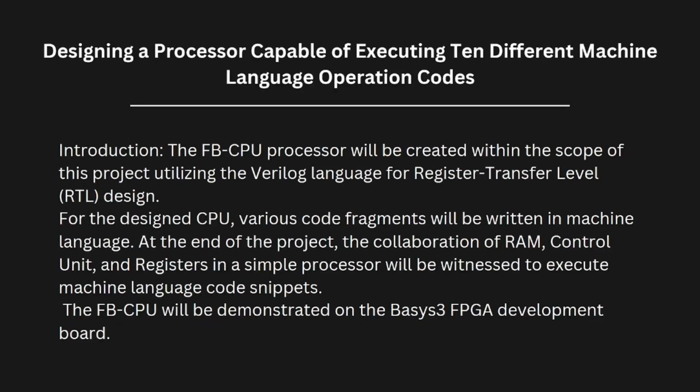Designing a processor capable of executing 10 different machine language operation codes, which contain an introduction. In the introduction, we just know that we have some register transfer level, and for the CPU design, we have various code fragments that will be written in machine language. And at the end of the project, with the RAM, control unit and register, we will make a simple processor and we will execute the program that we want.